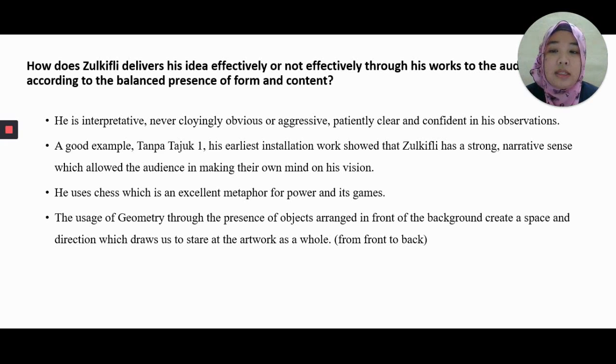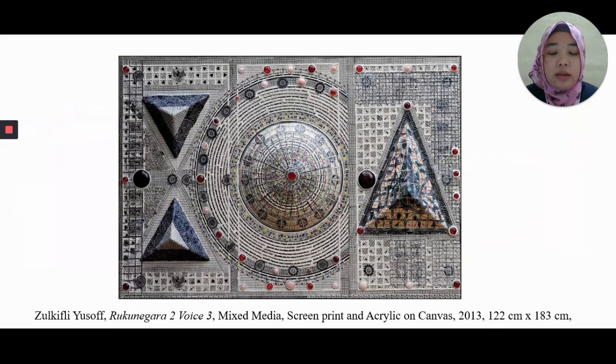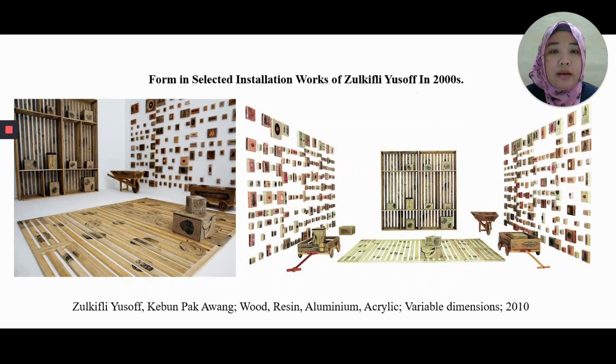In his work Tanpa Tajuk, he uses chess, which is an excellent metaphor for power and its games, an obvious imagery for the one who observes the works. So the usage of geometry to represent objects arranged in front of the background creates space and direction which draws us to stare at the artwork as a whole. This point is seen in his works before, which are Rukunegara to Poetry and also Kebun Pak Awang, which although not exactly positioned symmetrically, give the illusion of a very balanced and symmetrical arrangement of all the subjects and materials in the artworks.